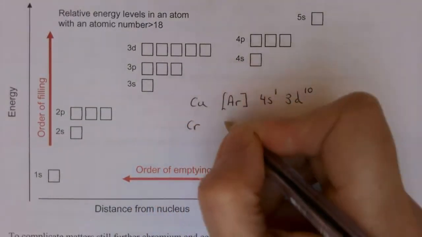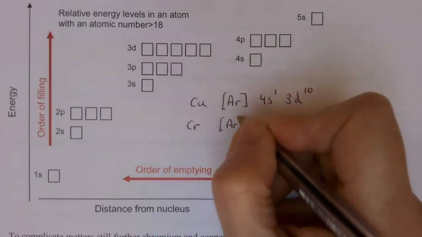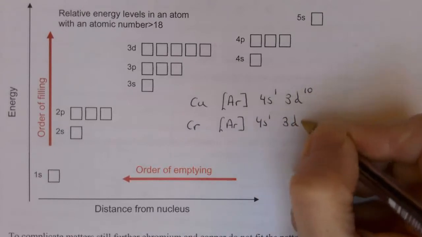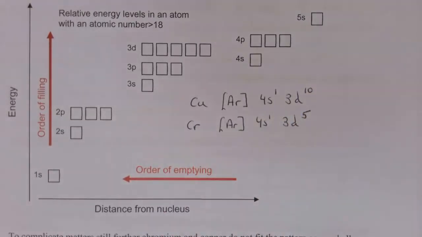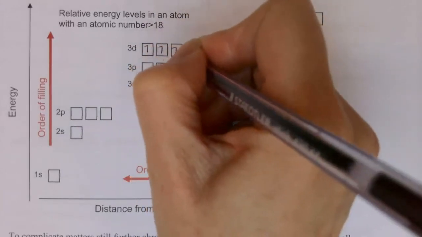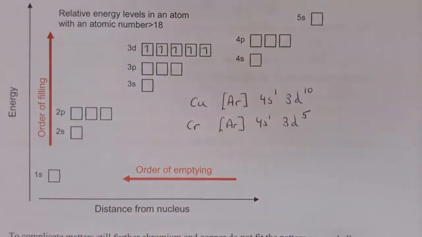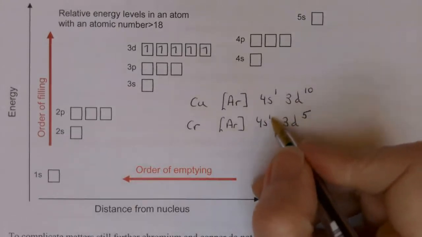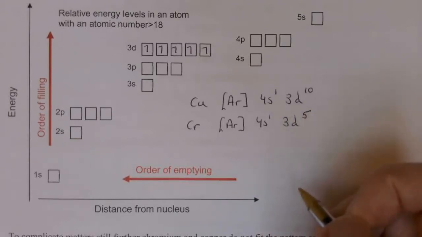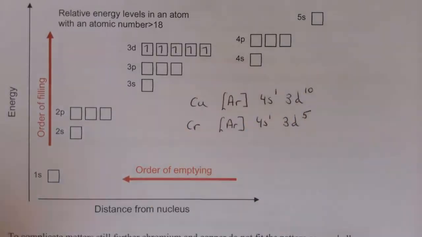Chromium, similar arguments. Argon, 4s1, 3d5. In this case, by having one electron in each of my d orbitals, again, it confers extra stability, and that means that it counteracts the energy required to promote that electron from the 4s into the 3d.